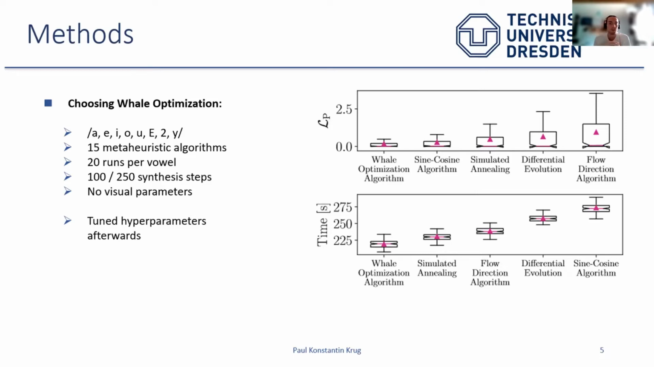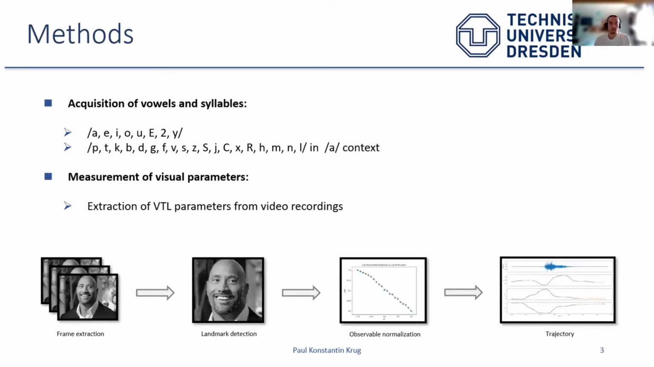And I saw that the whale optimization produced the lowest phoneme losses here in some optimizations of vowels, while also being the fastest in terms of computation time. So this is why it was selected. Then this framework was used to produce, like I said, the vowels and the sets of consonants. And these consonants were in the CV context, and the context vowel would be R.